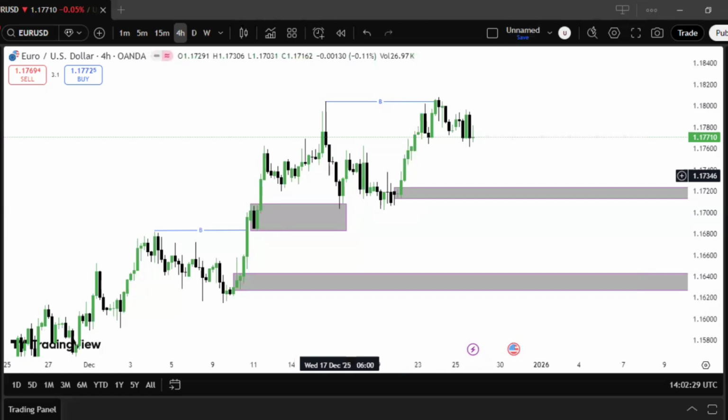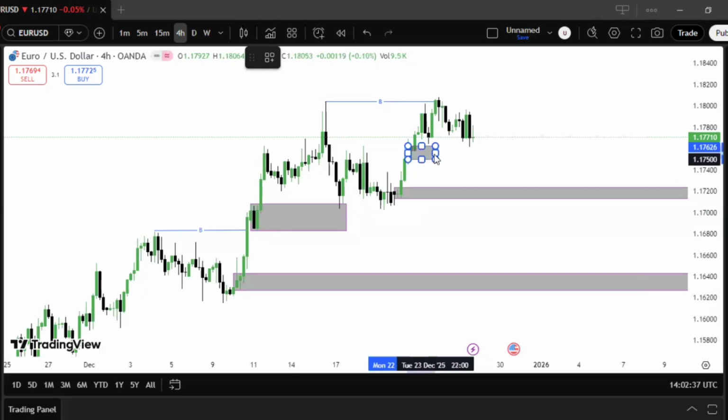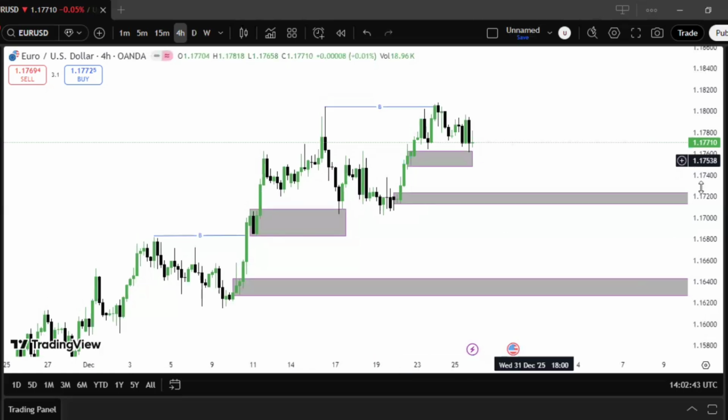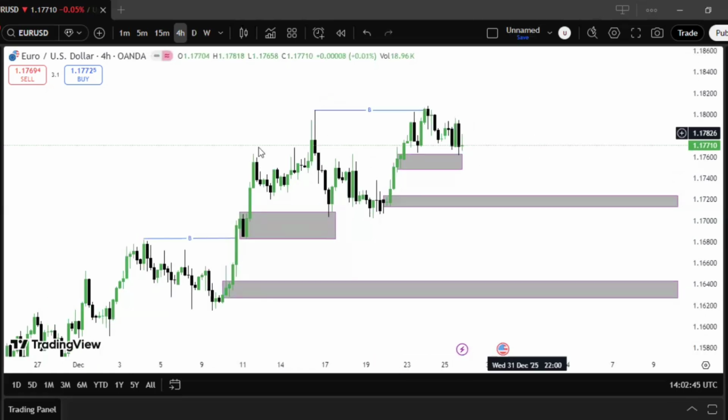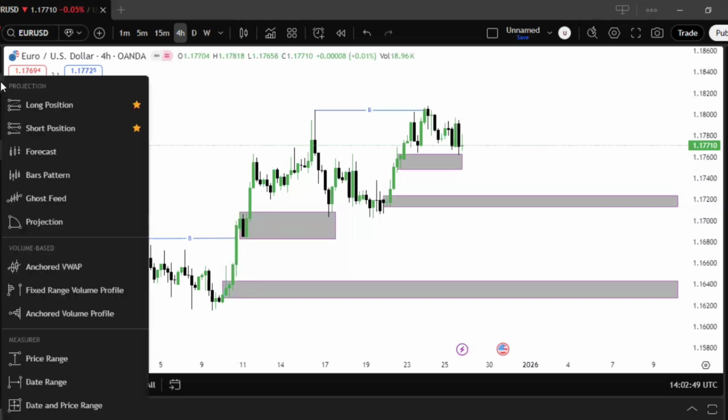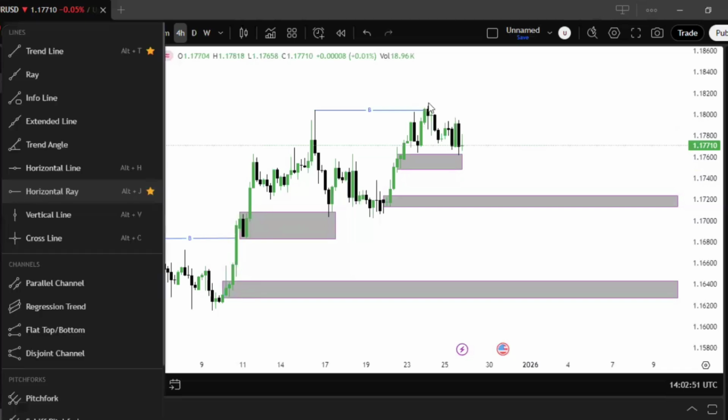Then here, I get another demand zone here, in an inside bar. For me, all inside bars, guys, I mark them as demand, basically. Something like this. You see, guys, simple. So let me just take a horizontal ray. I mark this high point here. That would be our target.